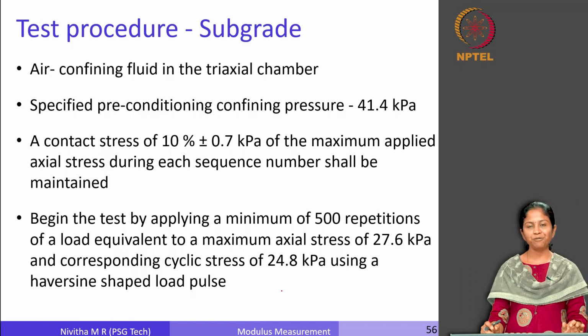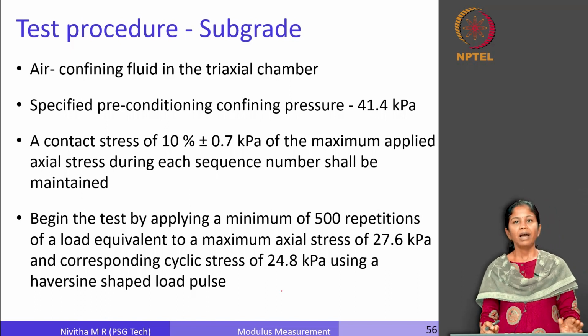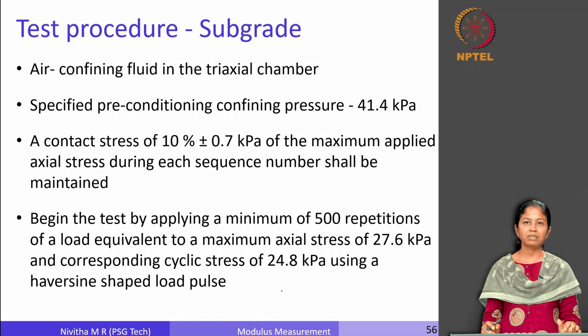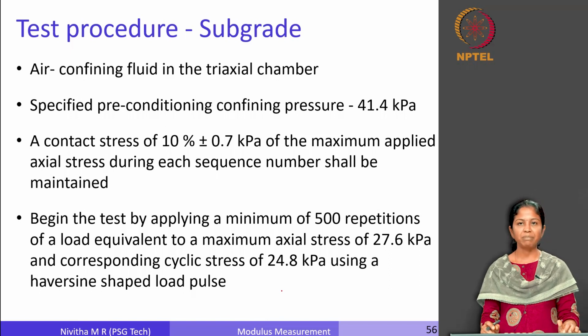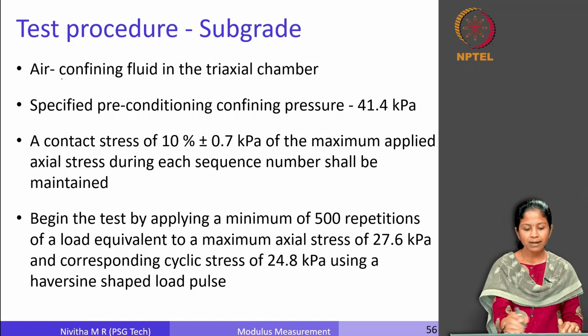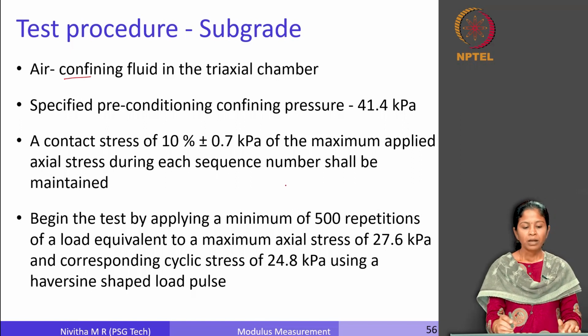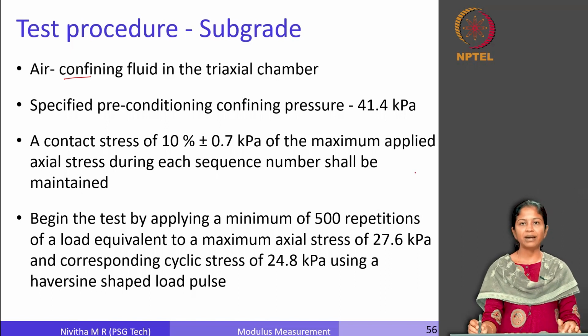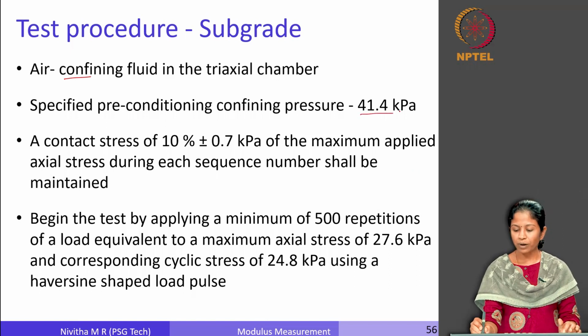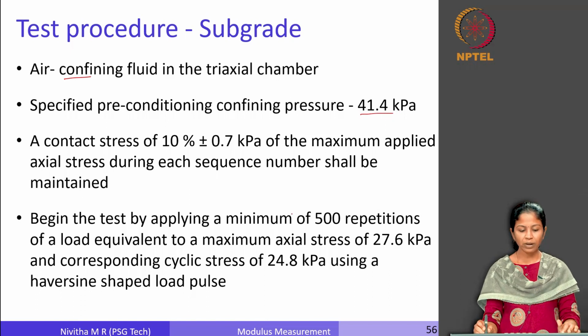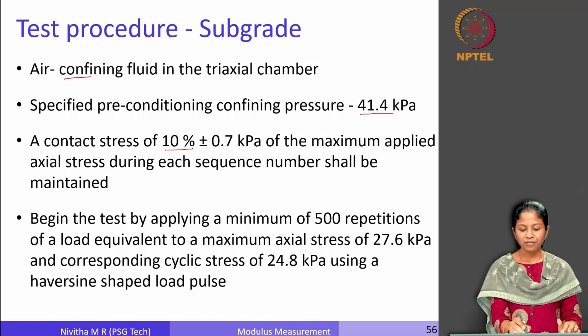Now, let us see the specific experimental procedure for subgrade, and I will also show you the specific experimental procedure for subbase and base materials. For subgrade, air again is used as a confining fluid. Now, there is some preconditioning that we do on the sample. This preconditioning is carried out for a confining pressure of 41.4 kilopascals. Okay. So, a contact stress of 10% plus or minus 0.7 kilopascal.